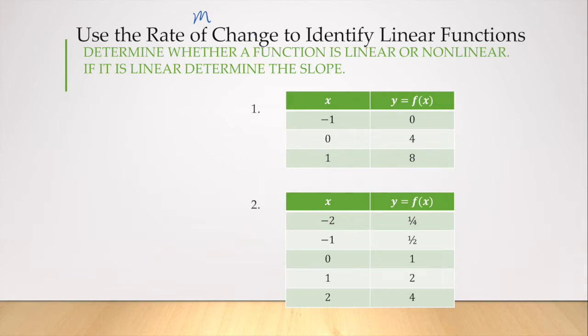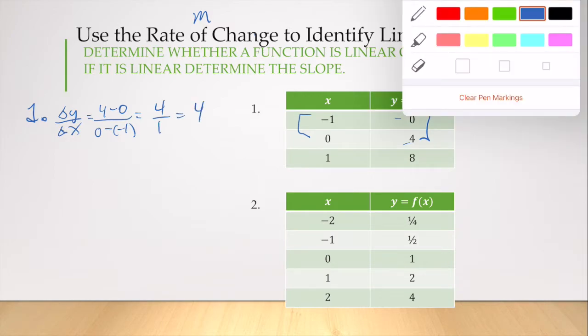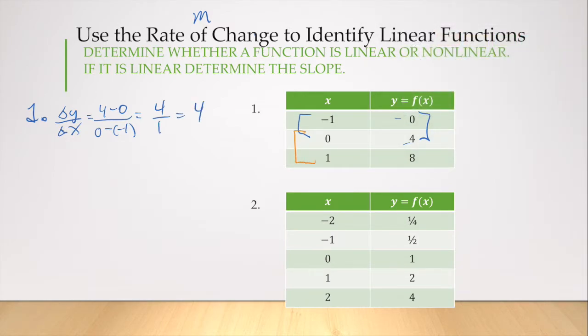So I've got my first 2 sets of points right here for number 1. I'm looking at my change in y over my change in x. So I've got 4 minus 0 over 0 minus a negative 1. That gives me a 4 over 1, which is 4. Now we're going to change colors and pick our next set of 2 points. Okay, if I find a slope of 4, because slope is constant, this is going to be a linear function.